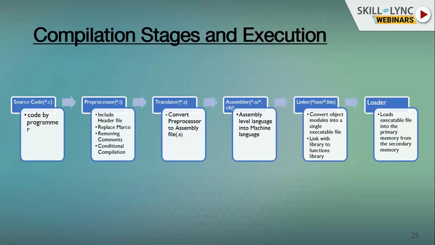Now we talk about the compilation stages and execution of a C program. Once you write a C program, you create .c files and header files. Once you start compilation, the very first stage is the preprocessor stage.